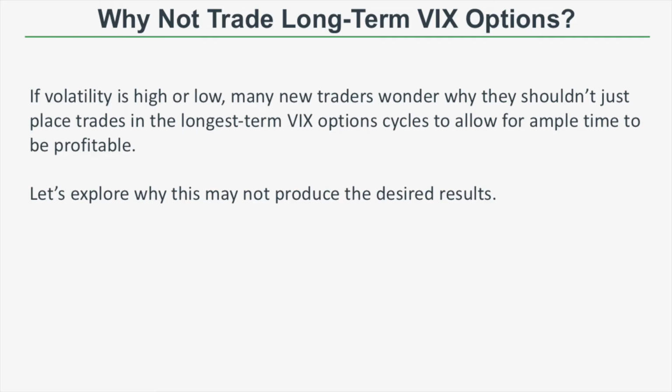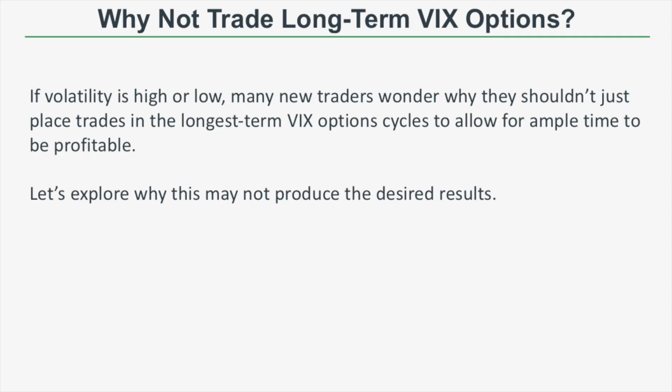Well, the answer is that, first of all, when you trade longer-term VIX cycles while volatility is low, you're actually trading a higher level of implied volatility, because since those options are tied to a VIX future, those VIX futures are going to be priced higher than that current VIX level of 10. So that's the first reason. The second reason is that long-term VIX options are not nearly as sensitive as short-term VIX options. So even if you are correct in your assumption that volatility will increase, you're not going to be as profitable trading in the long-term cycle as you would in the short-term cycle.